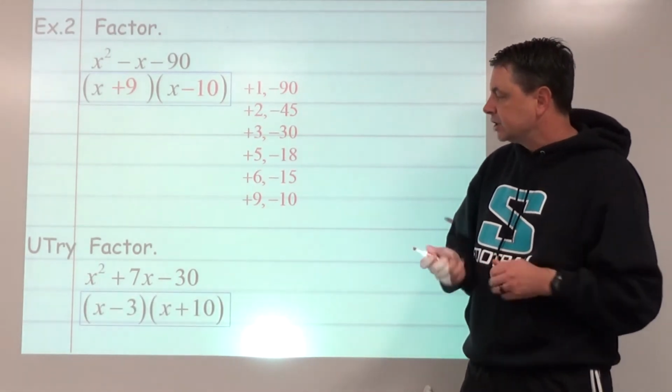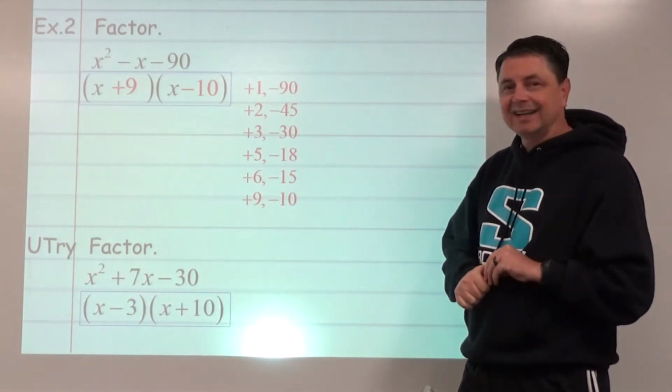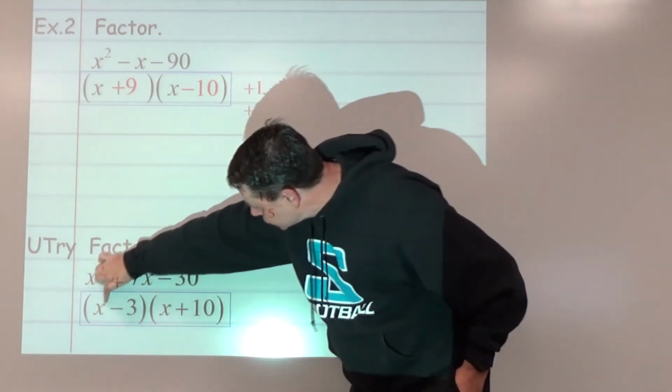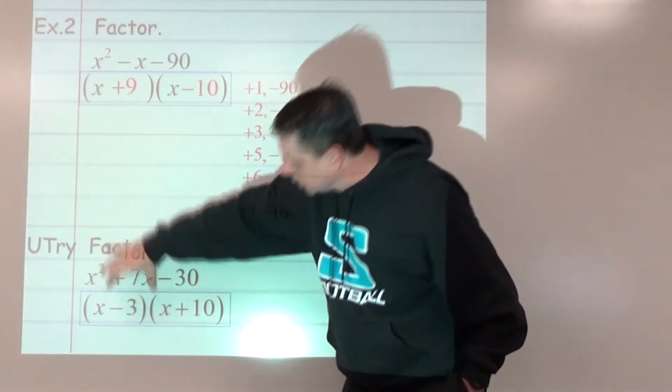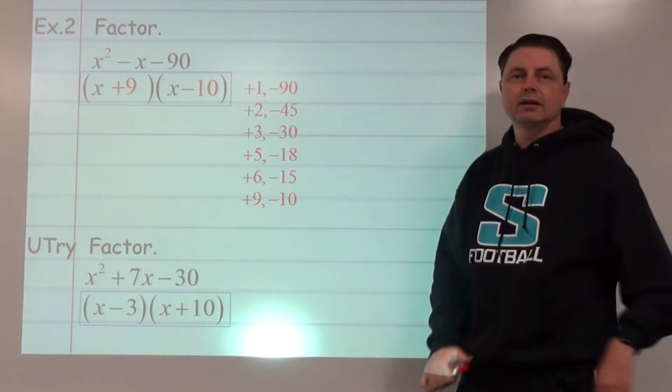The winning combination is x minus 3 and x plus 10. If we check, we get plus 10x. Minus 3x is the plus 7x right there.